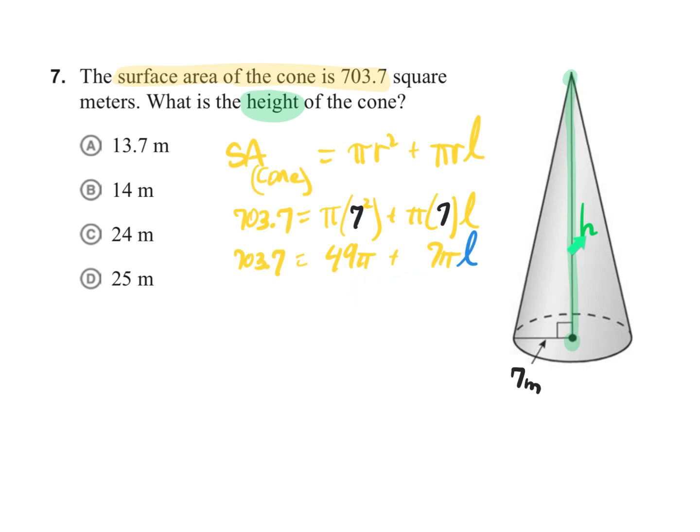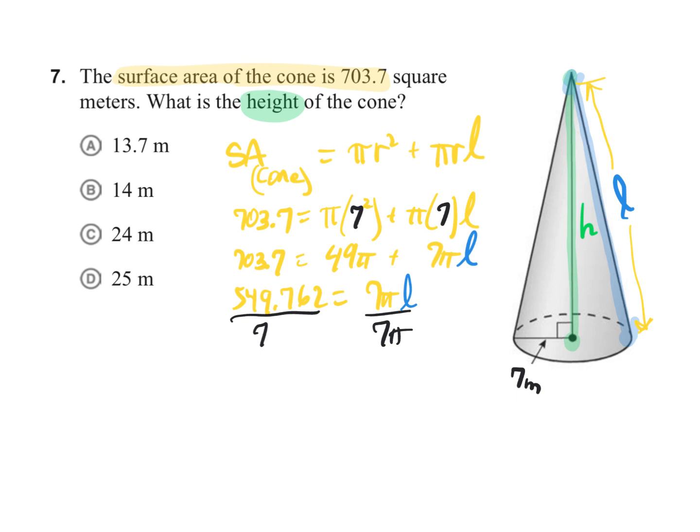To find H, we're going to need to find L in this equation first, because L is this dimension. It's the slant height. All right, so how would we find L? Let's subtract 49 pi from both sides. And then we'll divide both sides by 7 pi. Make sure that when you do this left part in your calculator, you use parentheses. We essentially get 25.